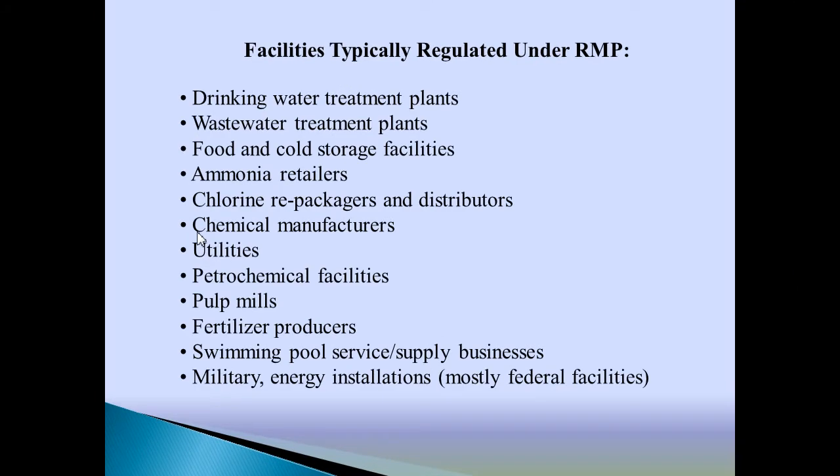Here are the facilities that are under the RMP plan. You see drinking water, wastewater, food, any cold storage, because they have ammonia, which is anhydrous ammonia, which is highly dangerous, chlorine, packing, distributors, all these things that you see on that list. The military and their energy installations, which are mostly federal facilities, are also included under the RMP program.